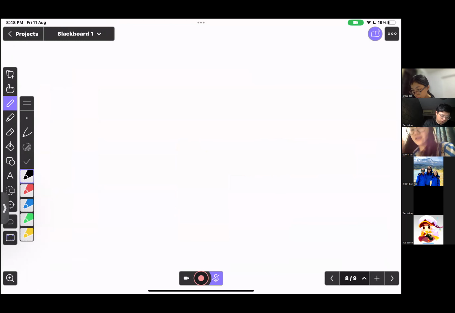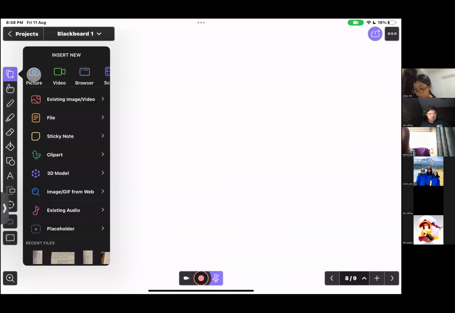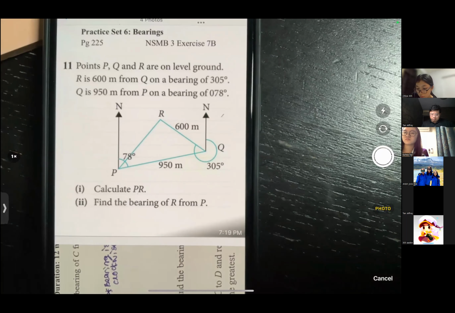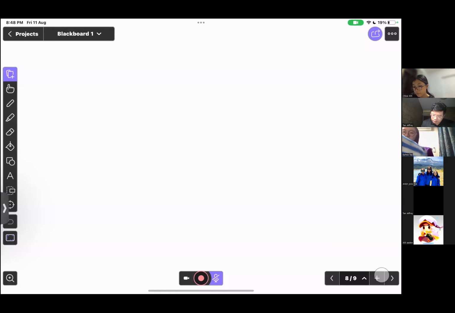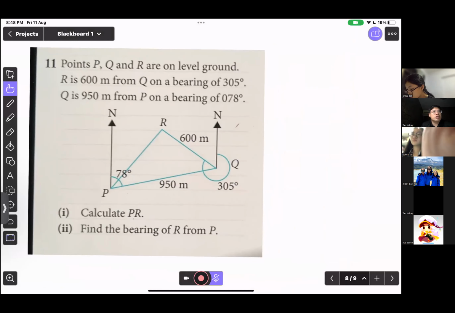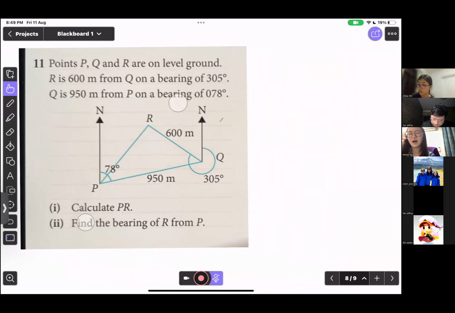So Effie's question. Effie, send me practice set 6. Okay, this question. What is bothering you for this question, Effie? Is it part 1 or part 2? Part one. What I found is that if I take 180 minus 78, I can find NQP, but then I'm not sure how to continue from there onwards.